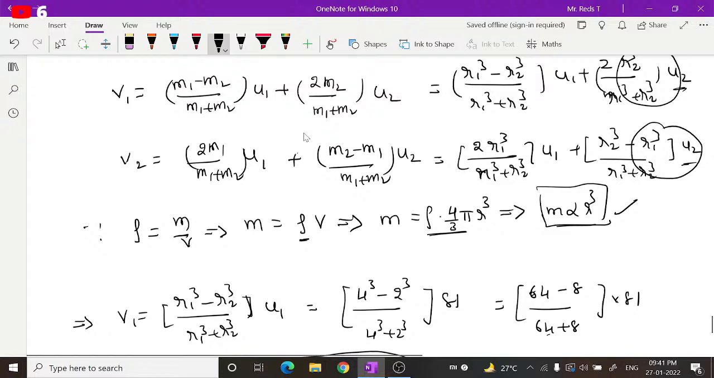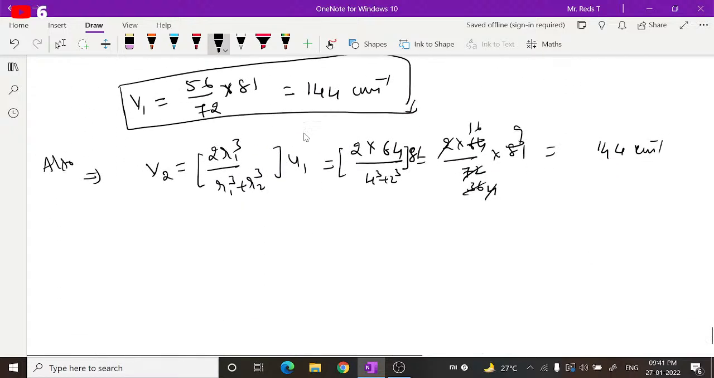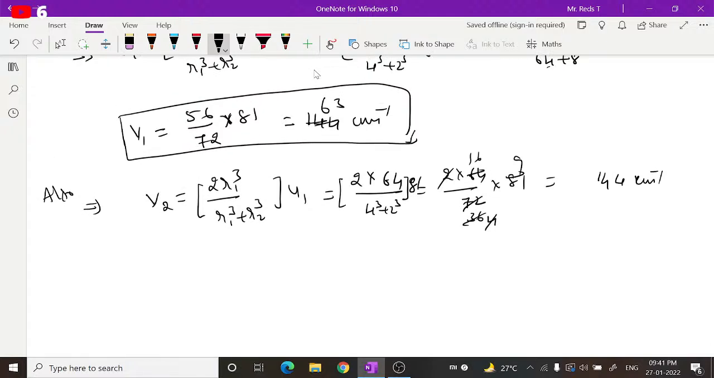Okay, they have taken the first one as having 2 centimeter radius, and we have taken that as the second one, so we are getting it the reverse way. This is supposed to be 63. On simplifying this, we will get 63, not 144. So V1 is 63 only. Yes, V1 will be 63 and V2 will be 144. So V1 is 63 centimeters per second and V2 is equal to 144 centimeters per second.